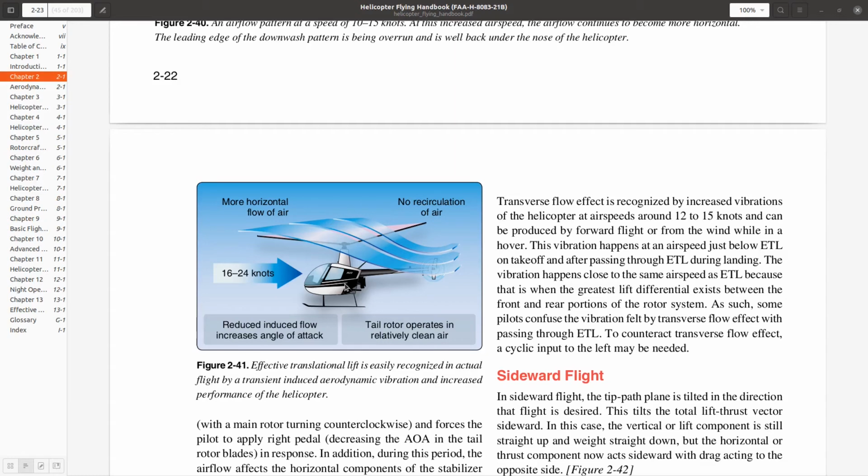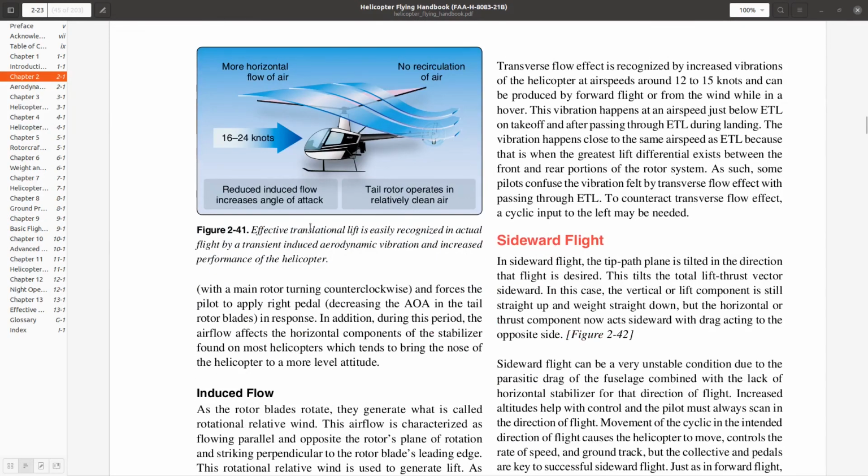So that is translational lift and ETL. So there's a couple of phases. You start in a hover, you start pushing forward a little bit. When you push forward, you might have a little translating tendency. So it might try to pitch up with that blowback, and it might also try to roll you to the right.